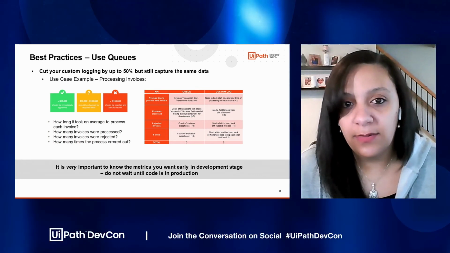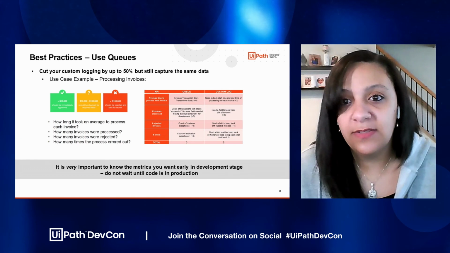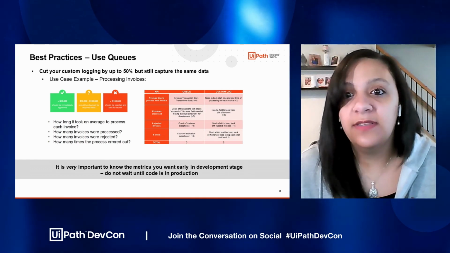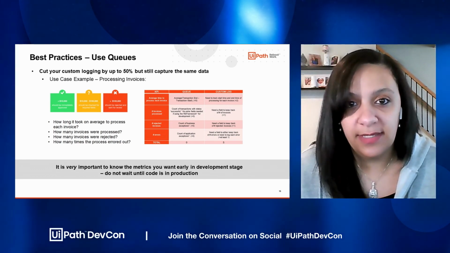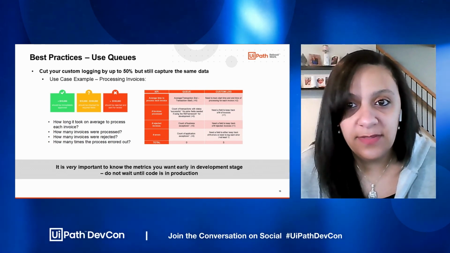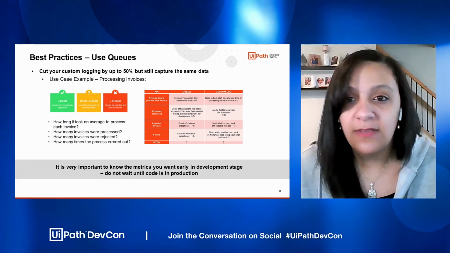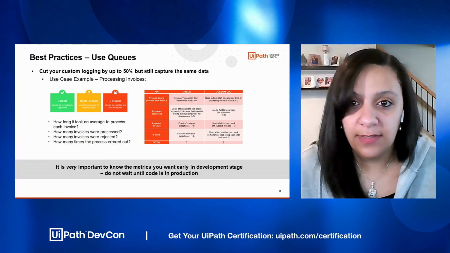If I'm using a queue, I don't have to do anything additional because queues already capture for us transaction start time and transaction end time. So all we would have to do is take the difference between that and get the average. So nothing additional to do if we're already using a queue.